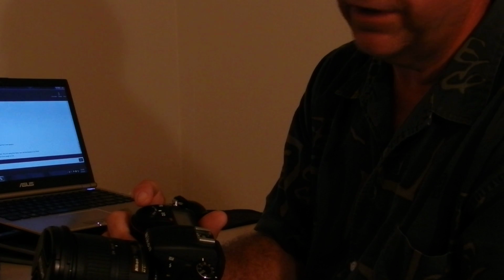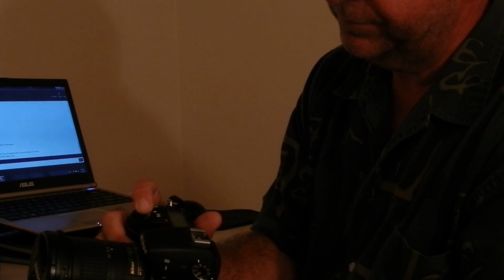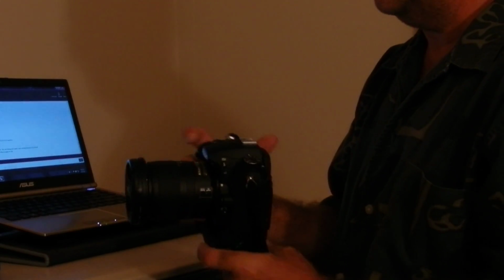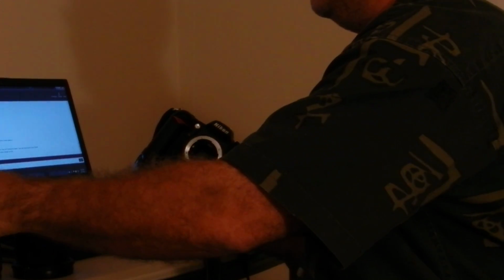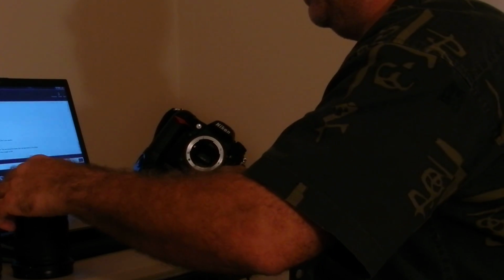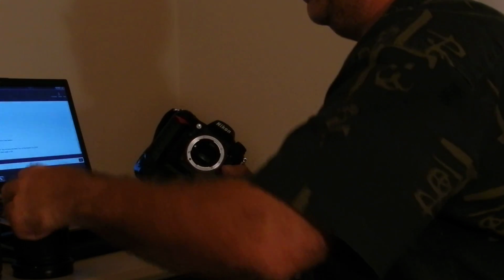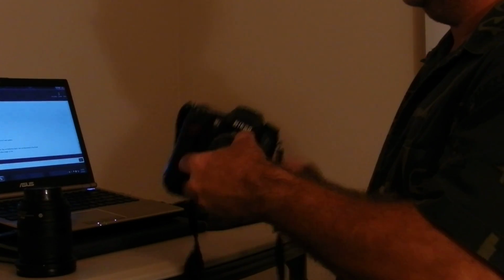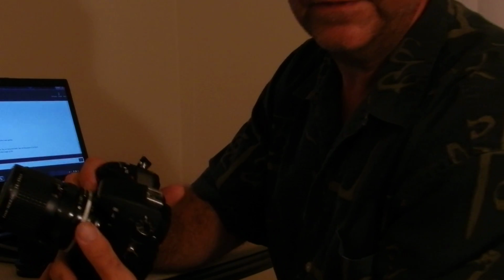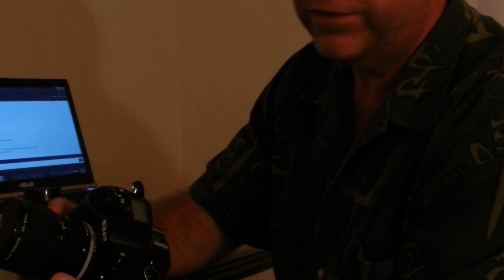I have a shutter speed of 1/500th of a second. I've got it set in manual mode. Now, if I take this lens off, and I replace it with this older manual focus lens that doesn't have a CPU in it, notice the difference.